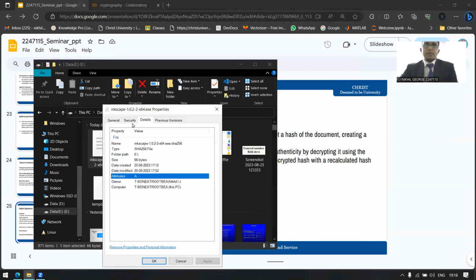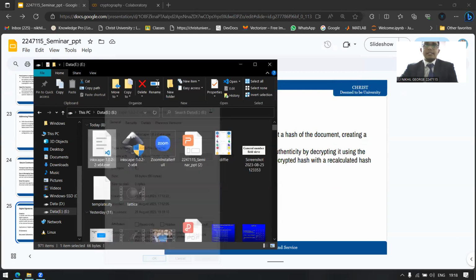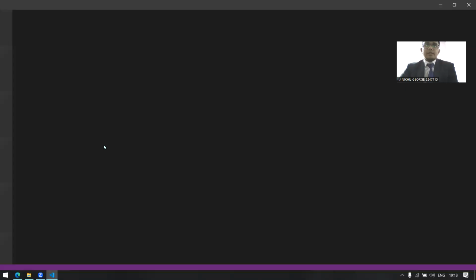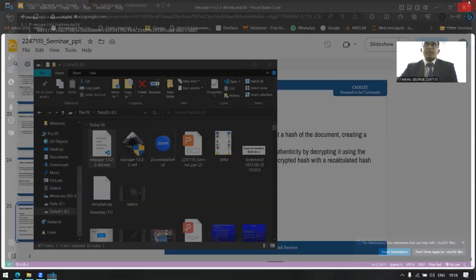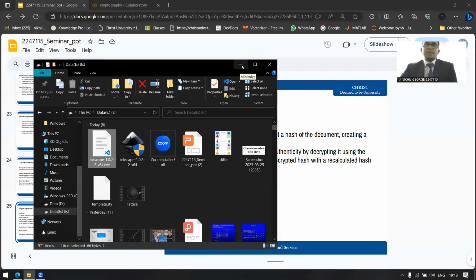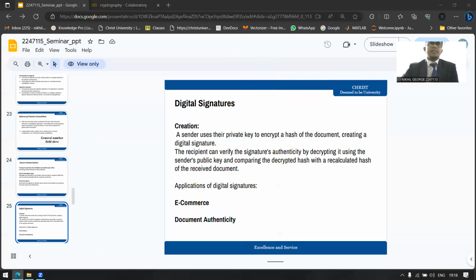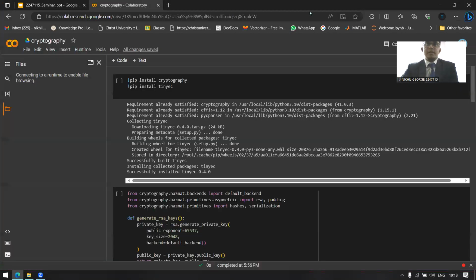Okay, so it's basically a SHA key. So I'll just open it and see the key. So this is the key. This was provided by the author on the website while downloading it. I just downloaded it because I always check the security of it.